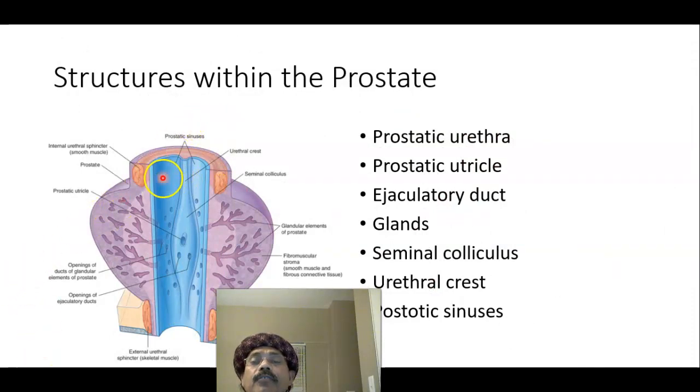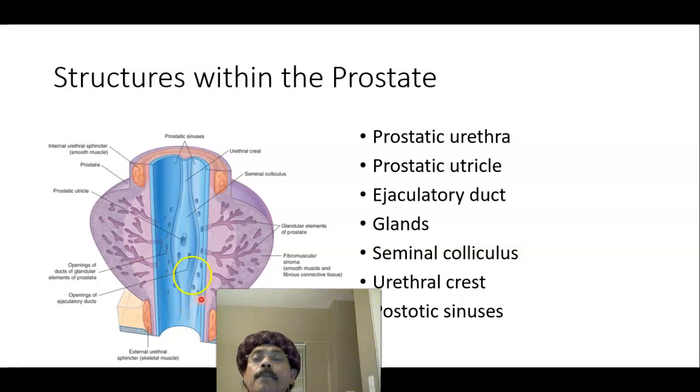Okay, this is the prostatic part of the urethra, from here to here. This is the internal urethral sphincter, composed of smooth muscle, and it is innervated by the autonomic nervous system, sympathetic and parasympathetic. This is the external urethral sphincter, which is voluntary, composed of skeletal muscle. It is voluntary. This is involuntary, and this is smooth muscle.